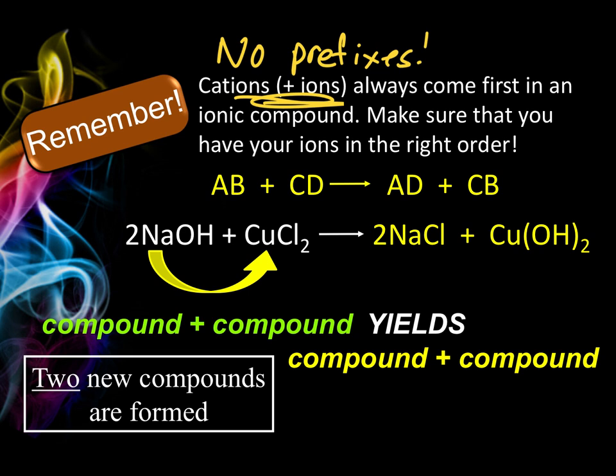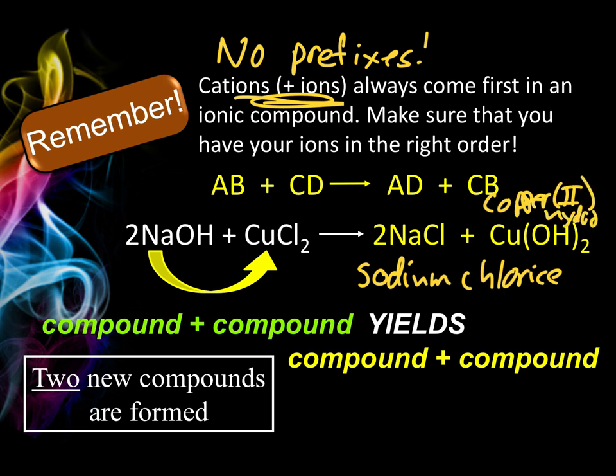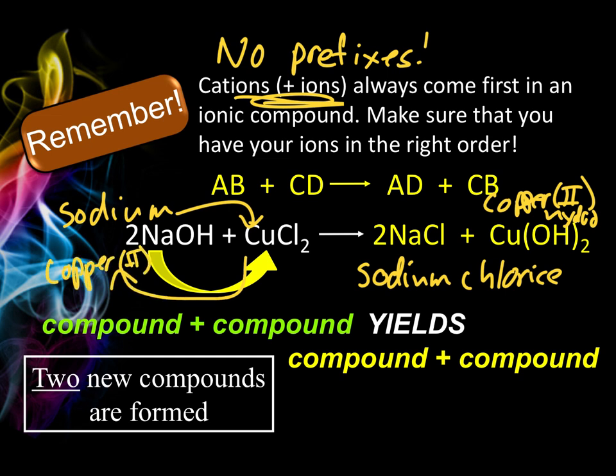We have sodium hydroxide and copper 2 chloride. So that means I'm going to get sodium chloride and copper 2 hydroxide. That's what it means. All I'm doing is switching sodium with copper 2. So copper 2 is going to come out, and that's going to just go replace those. All right, it's a very simple technique.